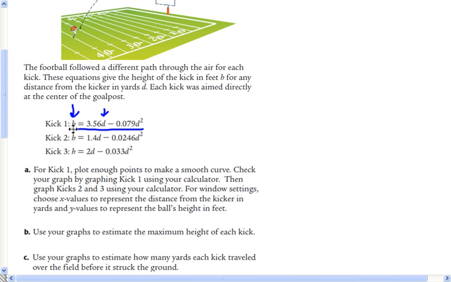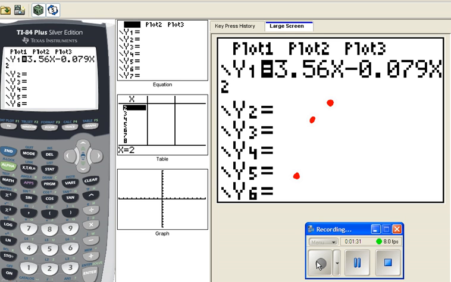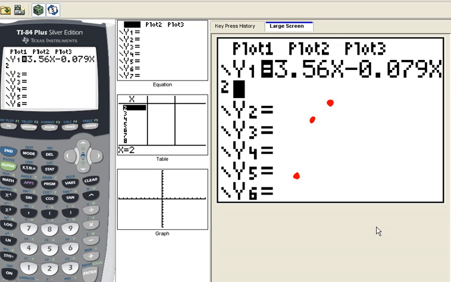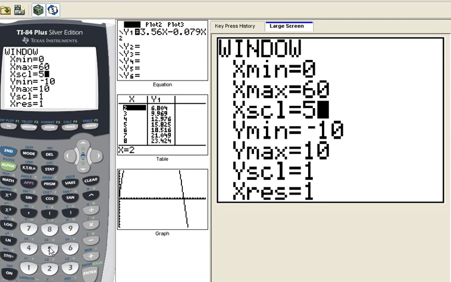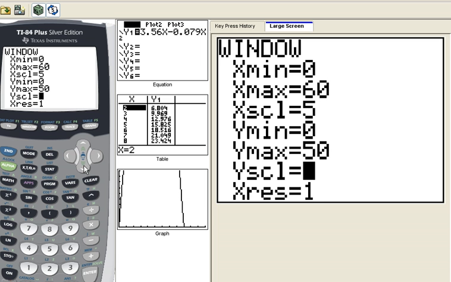So I'm going to set up my calculator here with this equation. So here's our equation for the first kick. Now I decided to show you how I'm going to set up the window here so you could see that. So I'm going to go to my window. Now one thing we have to remember is that x stands for the distance the kick goes. To make this field goal, we have to kick it 50 yards, so I'm just going to go from 0 to 60, with a scale of 5, so every 5 yards. So that stands for how many yards it's kicked. And then y is the height of the kick, so I'm just going to go from 0 to, I'm not sure how high it's going to go, but I'll say about 50 feet. So x is in yards and y is in feet.